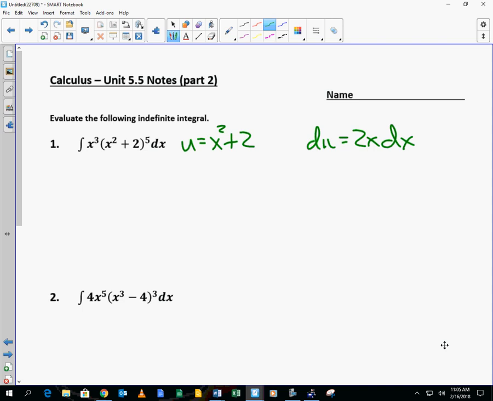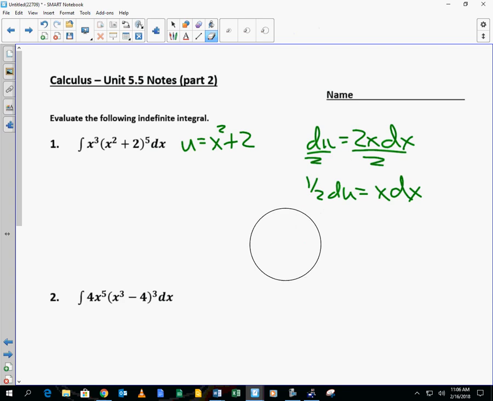Yeah, exactly. So you recognize, does the 2 cause a problem? Not really. We just go 1 half du is equal to x dx. What you're frustrated by is that you see an x cubed here and not just x. So you would multiply both sides by x squared. Then the problem is that you get a 1 half x squared du, and the u doesn't match with the x, does it? And that's a big problem. Can't mix variables, folks.